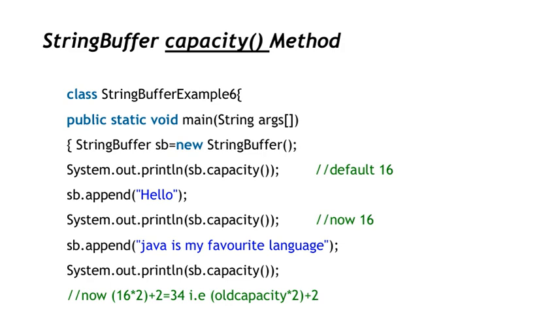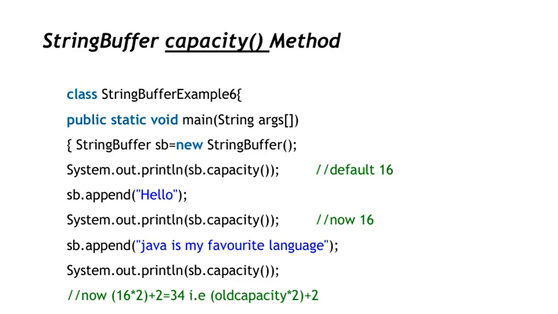Next, we append the word hello to SB and again check the capacity. Since hello is short, the capacity remains unchanged at 16. This illustrates that adding small strings doesn't affect the buffer size immediately.